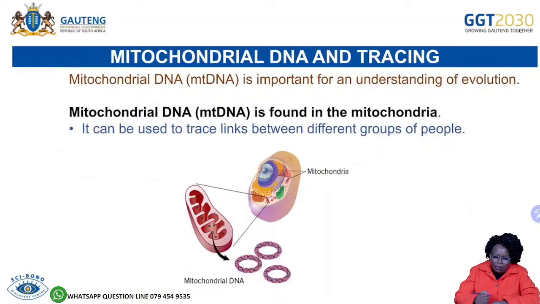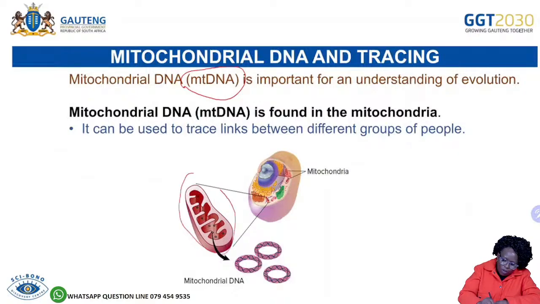Let us speak about mitochondrial DNA and tracing. You are going to learn more about it in evolution. It's a chapter on its own, but mtDNA, you can see how it is written. It's mitochondrial DNA. You have learned about cells in grade 10. So you'll see that we've got the mitochondrion, and that's where we find mitochondrial DNA.